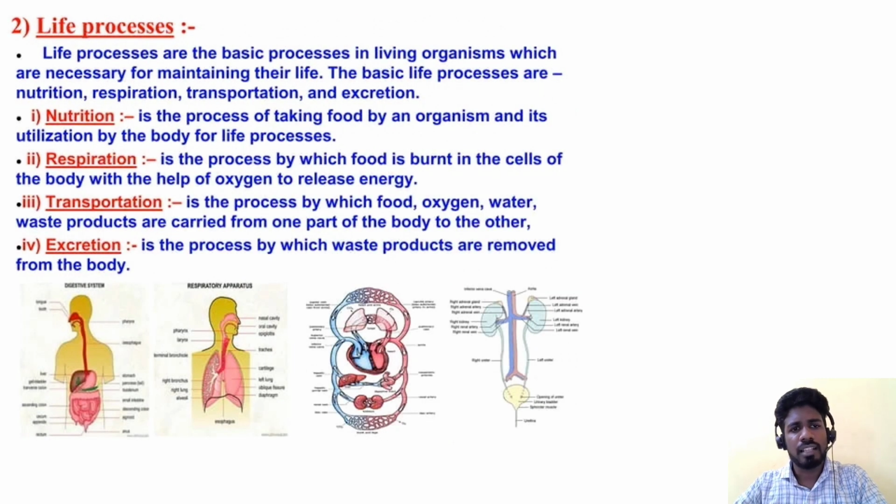So what is a life process? The life processes are the basic processes that living organisms need for maintaining their life. The basic life processes are nutrition, respiration, transportation, and excretion. Nutrition is the process of taking food by an organism and its utilization by the body for life processes. Respiration is the process by which food is burned in the cells of the body with the help of oxygen for release of energy. Next, transportation is a process by which food, oxygen, water, and waste products are carried from one part of the body to the other. Excretion is a process by which waste products are removed from the body.